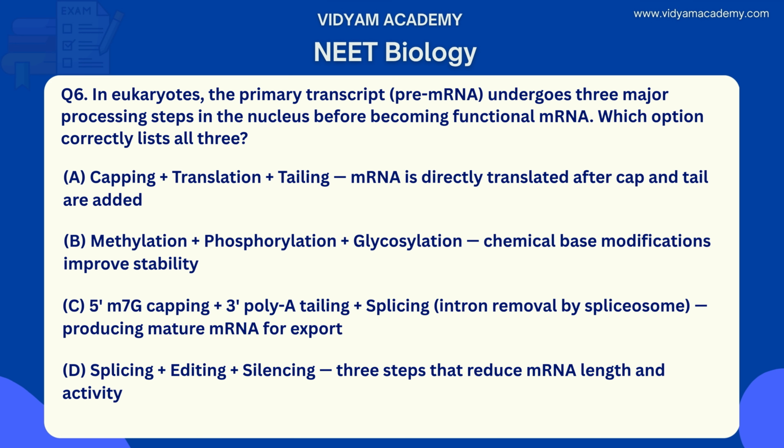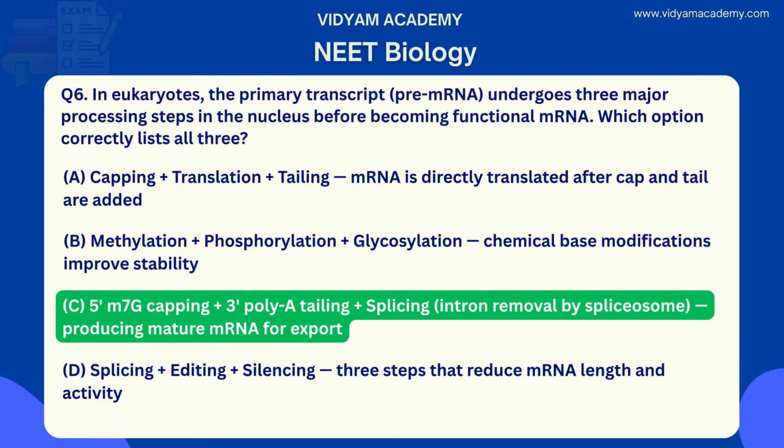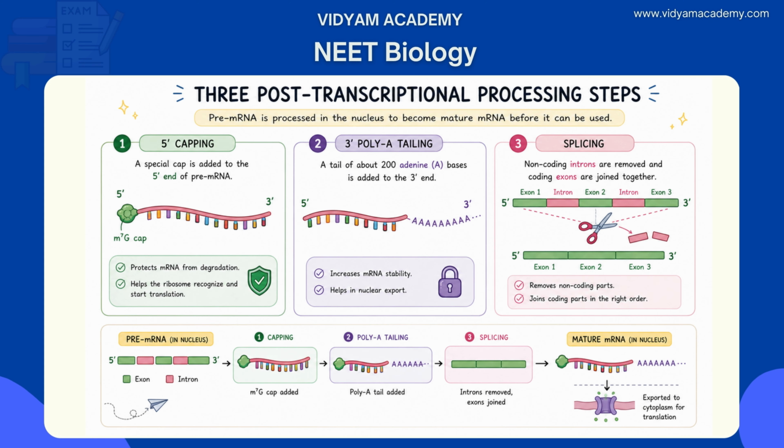So what is the correct answer for this question? Option C is exactly the right answer. Let's see why and how. Eukaryotic pre-mRNA must be processed before it can function. 3 modifications occur in the nucleus. First, 5' capping: an m7G, 7-methylguanine cap, is added to the 5' end.